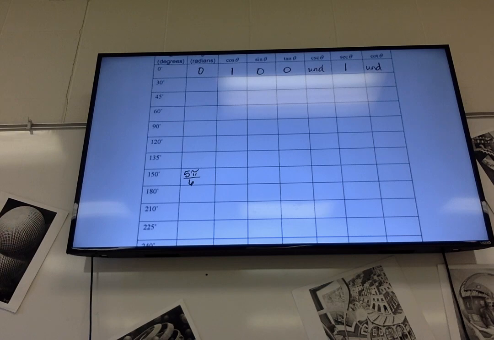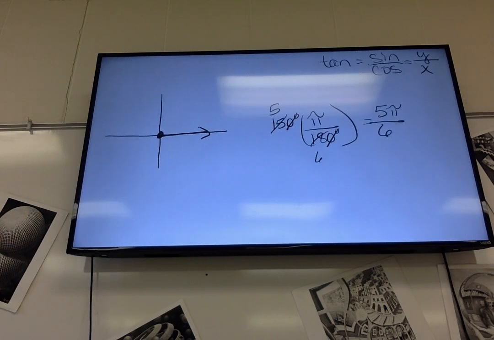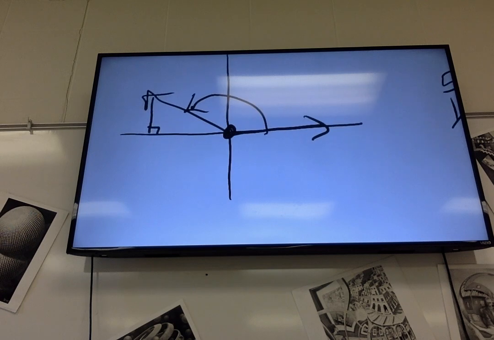So this will really help you, I think. Okay, so now I'm going around to 150. It should be about right there. So what angle is the reference angle? 30. Very good. So across from the 30 is 1. Across from the 60, the other side, is square root of 3, but it's negative because I've gone to the left. And the hypotenuse is 2.